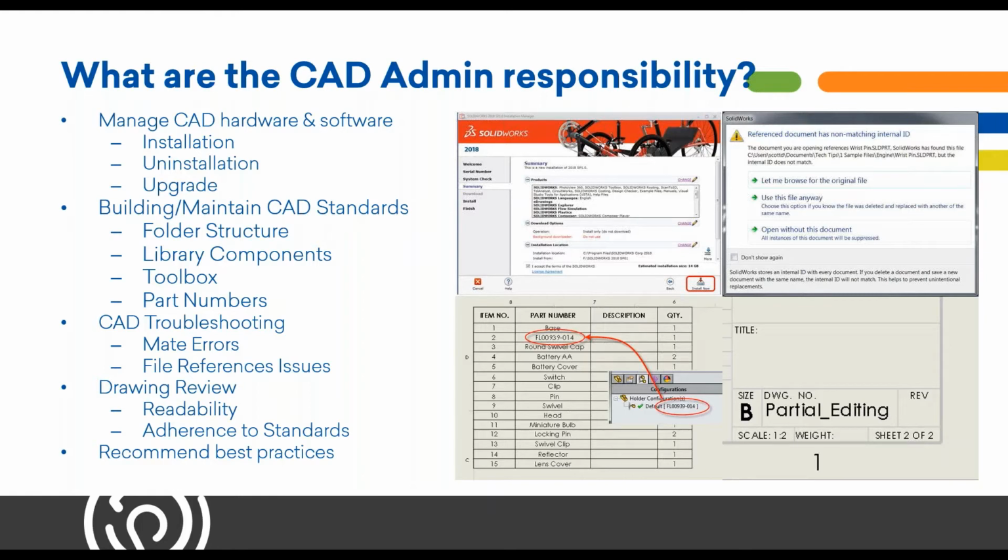The next item is drawing review, so making sure that the drawings that we give out to the shop floor are coherent and adhere to the standards in order for them to build the parts that we need them to create. And then the CAD admin would also be the one that recommends best practices and makes sure that we're following the CAD standards and moving forward, avoiding problems with our CAD tools.